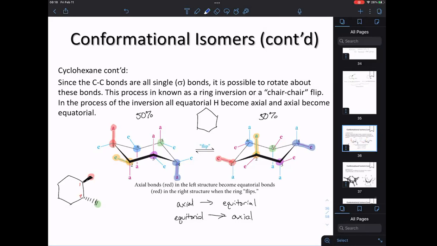But real quick, before we dive into complicating things, let's make sure that we all understand that cyclohexane isn't sitting as a flat hexagon. It's actually sitting in what we call the chair conformation. In that chair conformation, its bonds have two different positions, one axial and one equatorial. Not only is it sitting in this chair conformation, but it's actually flipping back and forth between these two chair conformations. And what's happening during that flip is axial bonds are being turned into equatorial bonds, and equatorial bonds are being turned into axial bonds.